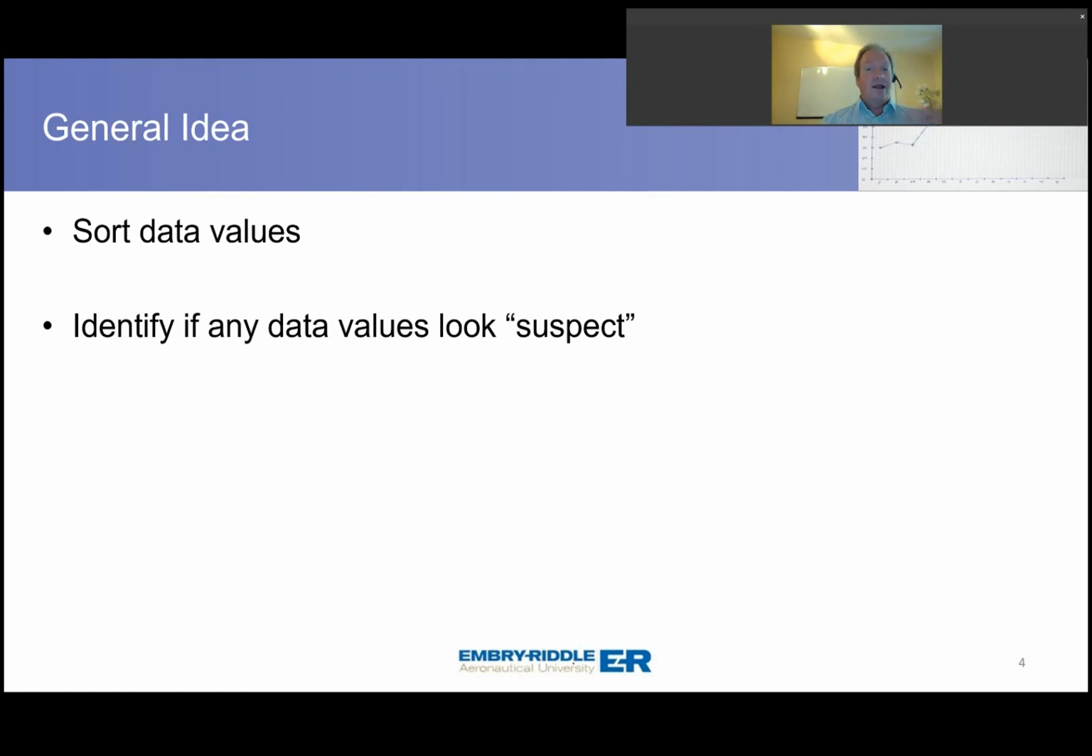So we go ahead, we identify the values that are suspect, and then we have to figure out whether we're going to do something with them. And the naive and incorrect answer is delete the values. And that is definitely not what we want to do in a lot of cases. And we're going to talk about why and when we do what with certain types of suspect data values.